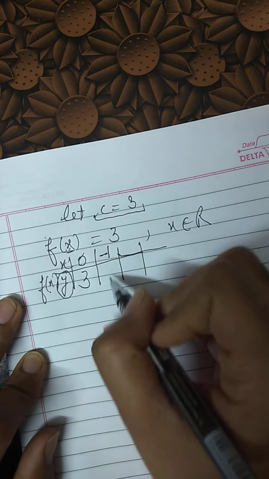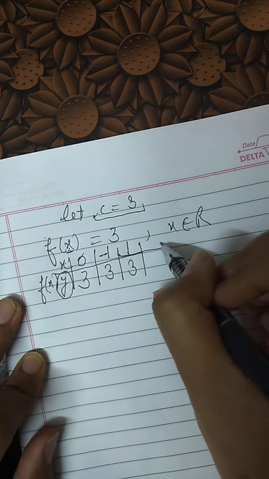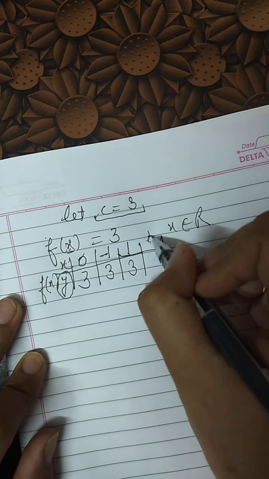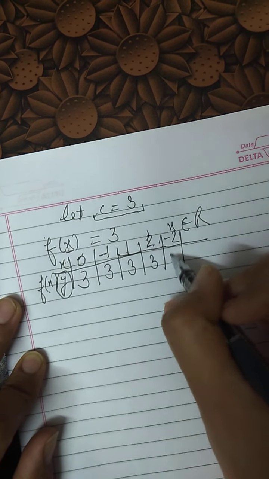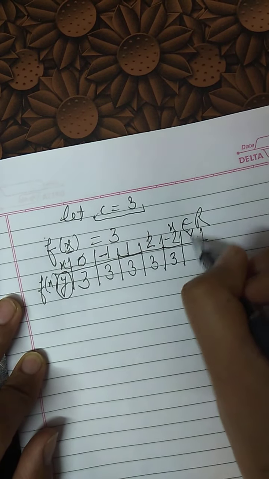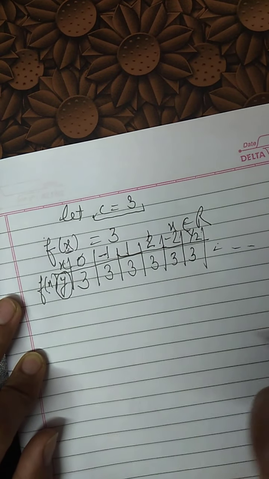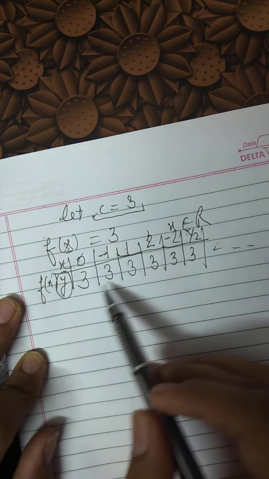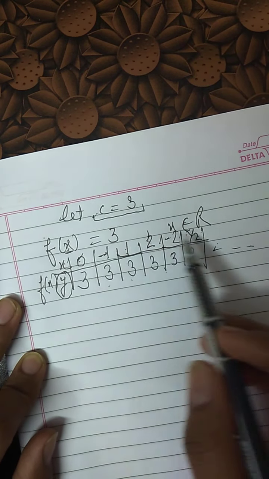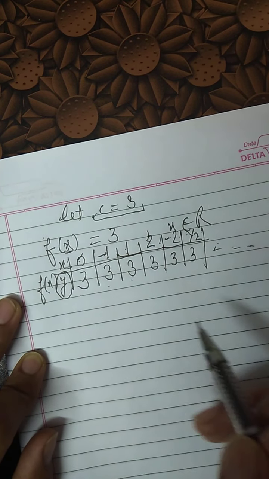When x is minus 1, the output is 3. When x is 1, the output is 3. When x is 2, the output is 3. When x is minus 2, the output is 3. When I take x as 1 by 2, the output is 3, and so on. What is happening here? X is changing, the input is changing, but the output is not changing. When the input is changing but the output is not changing, it means it is a constant function.